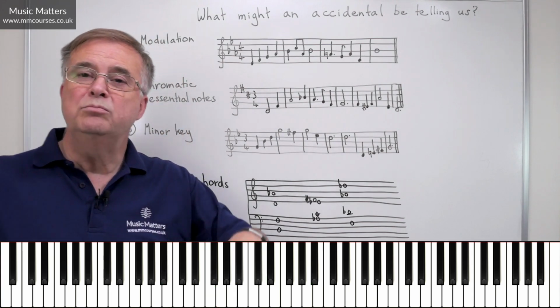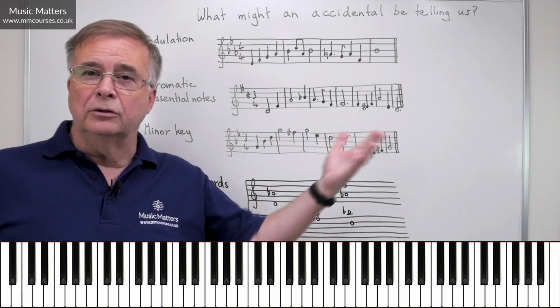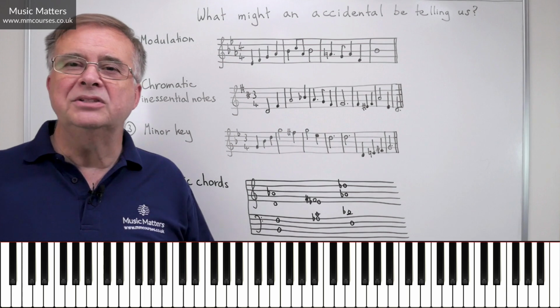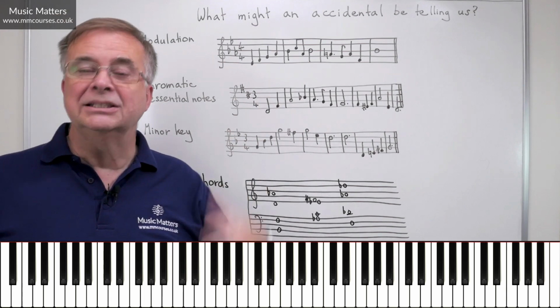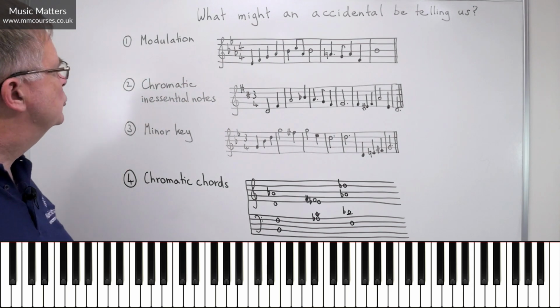So you can hear that we've moved from one key to another by using that A natural. One place in which we're going to find accidentals during the course of a piece of music is when we're modulating, changing key. Okay, here's another place.